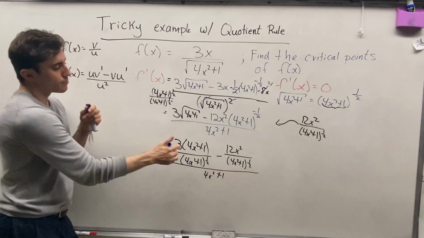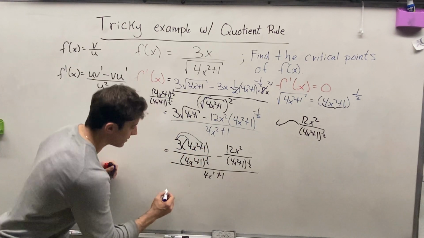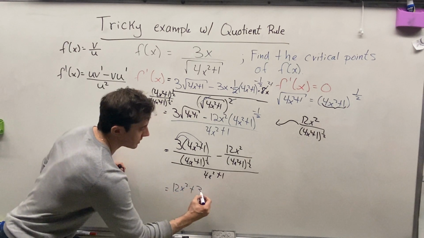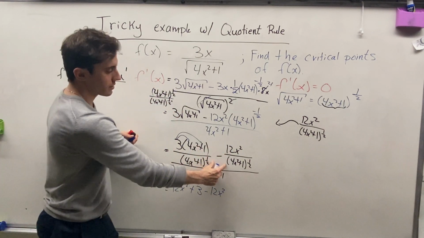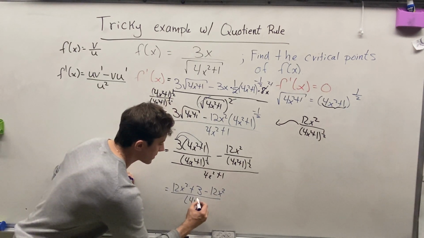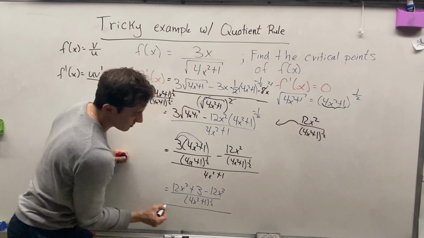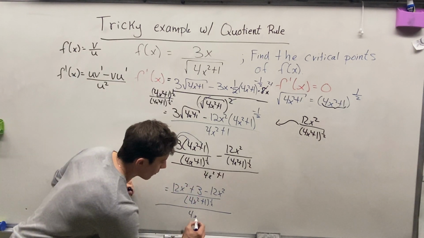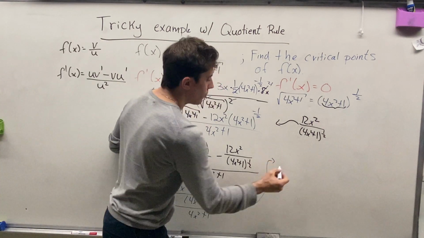So let's go ahead and multiply the 3 through our brackets, through our binomial. And so what we'll have is 3 times 4x squared, that'll give us 12x squared plus 3 minus 12x squared. We can combine them now because we have our common denominator, all of this over 4x squared plus 1 to the power of 1/2, right? And again, not losing sight of the fact that we still have this all over 4x squared plus 1. Okay, now let's continue. We're almost done.